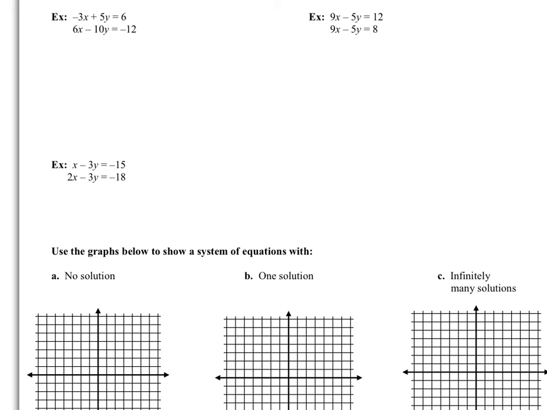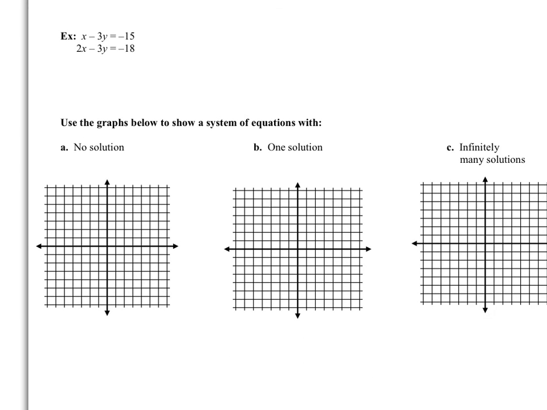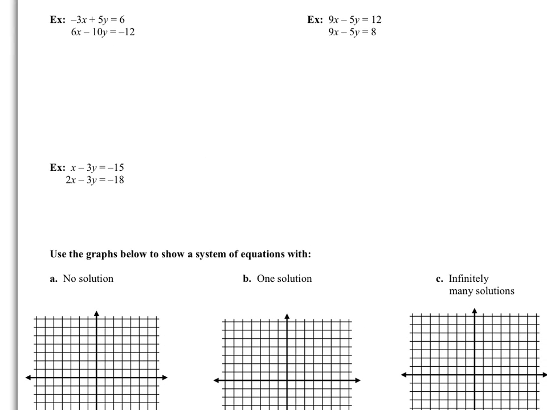Same idea here. You're going to take each of these three systems, analyze their slopes and y-intercepts, and decide how many solutions that system has. And then when you're finished with that, you can come down here. These graphs are asking you to draw a system that has no solution here, one that has one solution here, and a system that has infinitely many solutions here. Pause the video and press play when you're ready to check your answers.